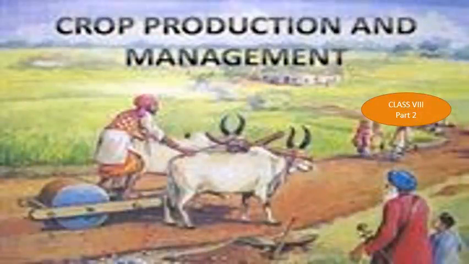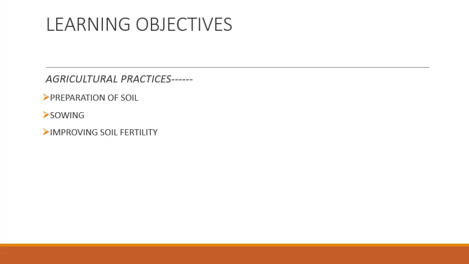Yesterday we learned about crops, agriculture, and different types of crops. Today we will move on to the next section of our chapter. Cultivation of crops is not a single step process. It is a long process and it involves many steps. Various agricultural tasks are performed by the farmers for healthy and good crop yield.